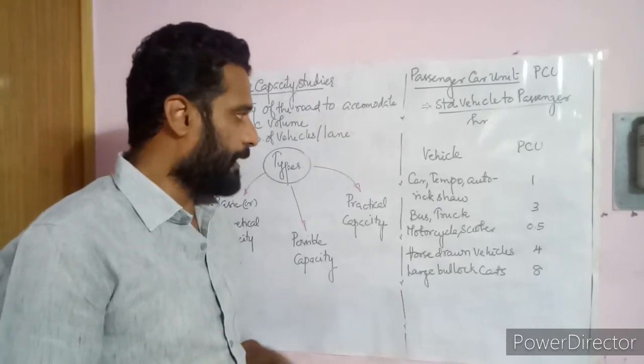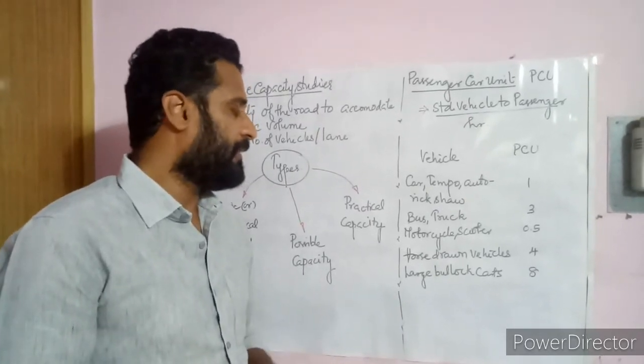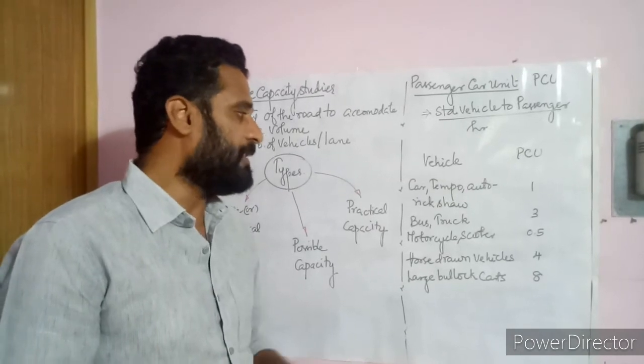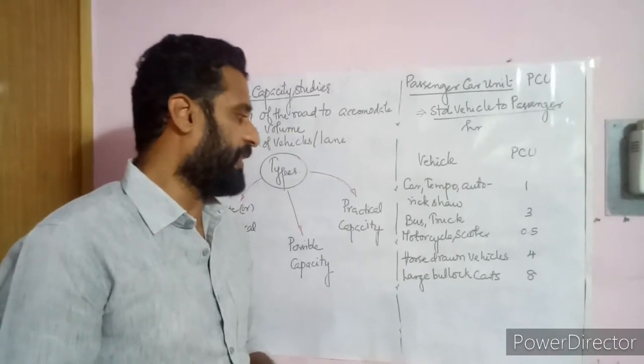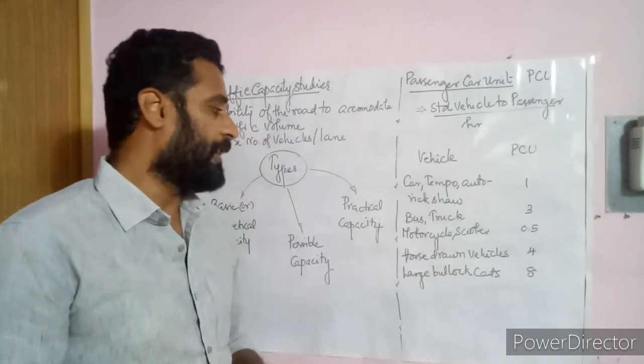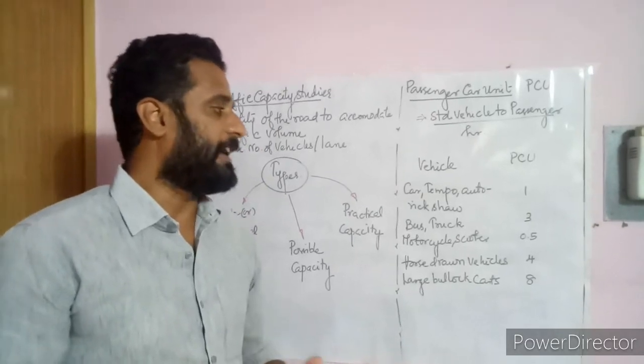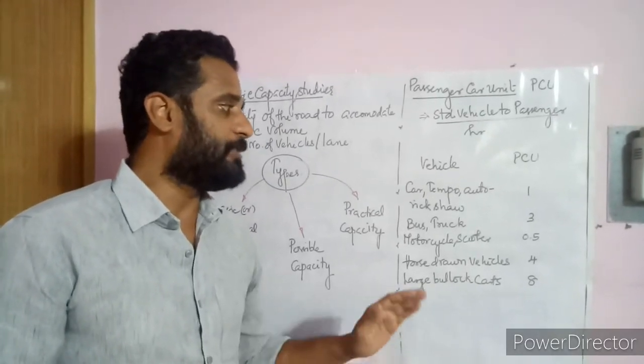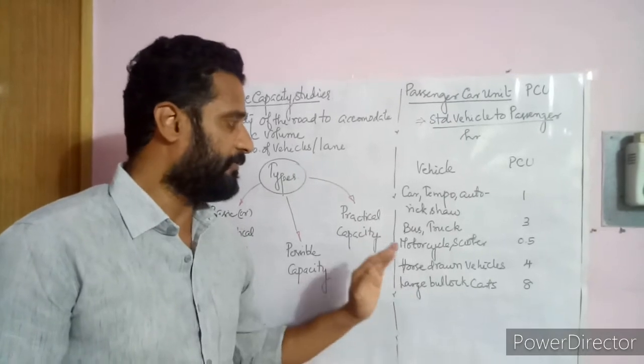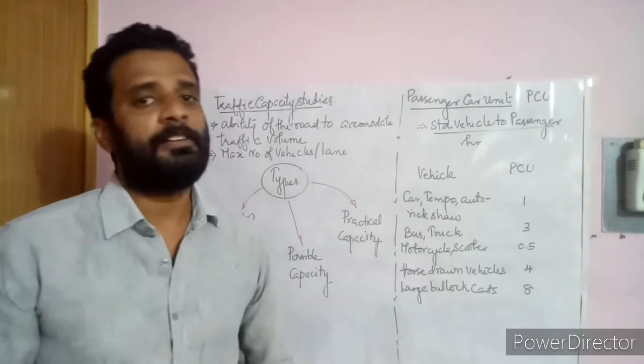If it is a car, tempo or auto rickshaw, it is 1. In case of bus and truck, it's 3. Motorcycles and scooters, it's 0.5. Horse-drawn vehicles, it is 4. And large bullock carts, it is 8. So these are the basic PCU values of the several vehicles which are traveling on a road.